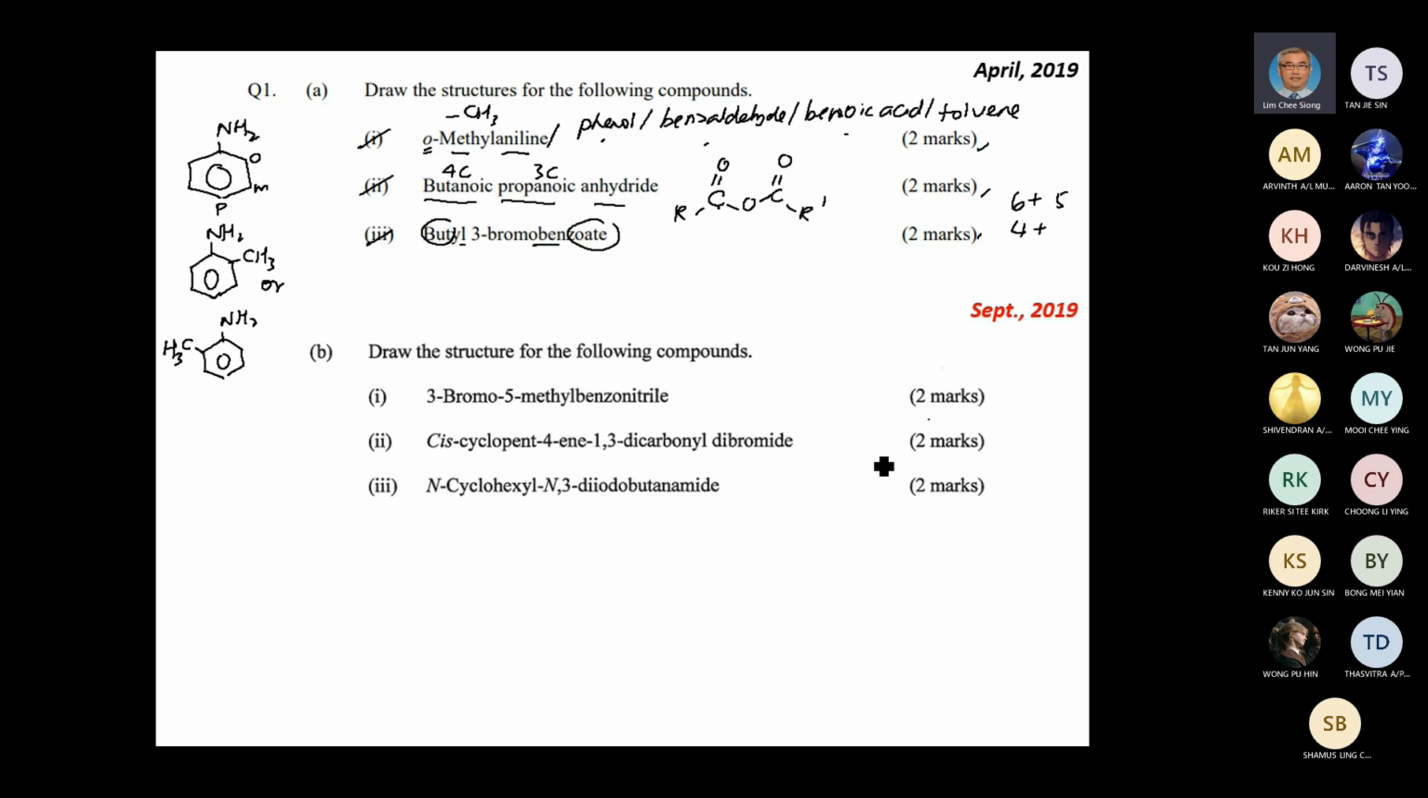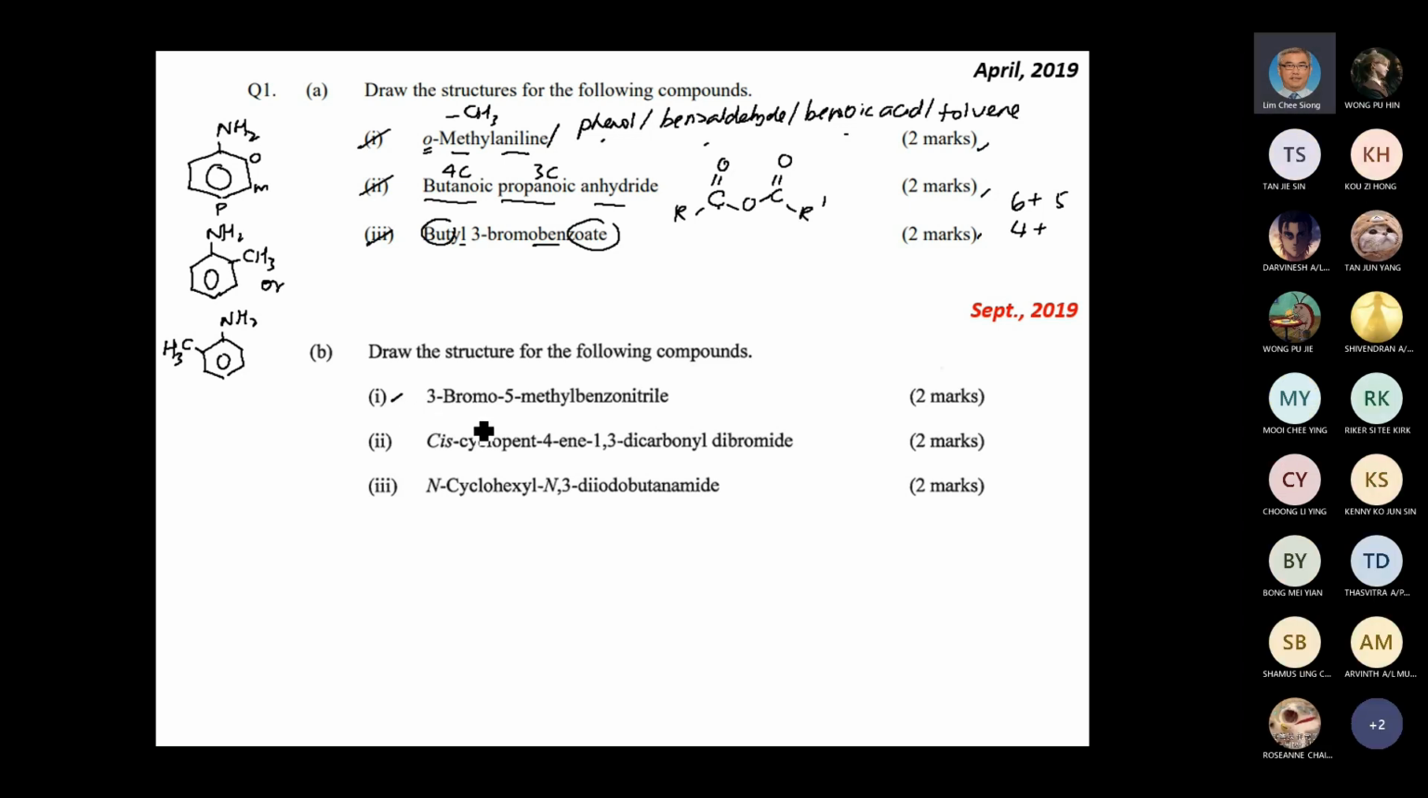Number 1, tribromomethyl benzonitrile. Benzonitrile refers to benzene with the nitrile, which is a benzene ring attached with CN. Remember, C followed by N. Don't attach in between. Carbon number 1, number 2, number 3, attached with bromo. Then number 5 with methyl here. Here's the chemical structure. If correct, mark yourself 2 marks.